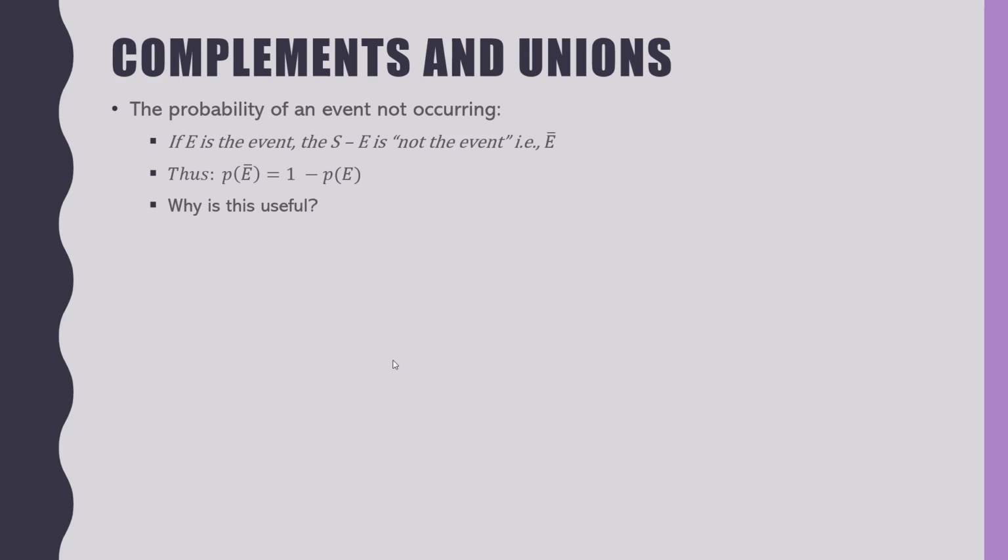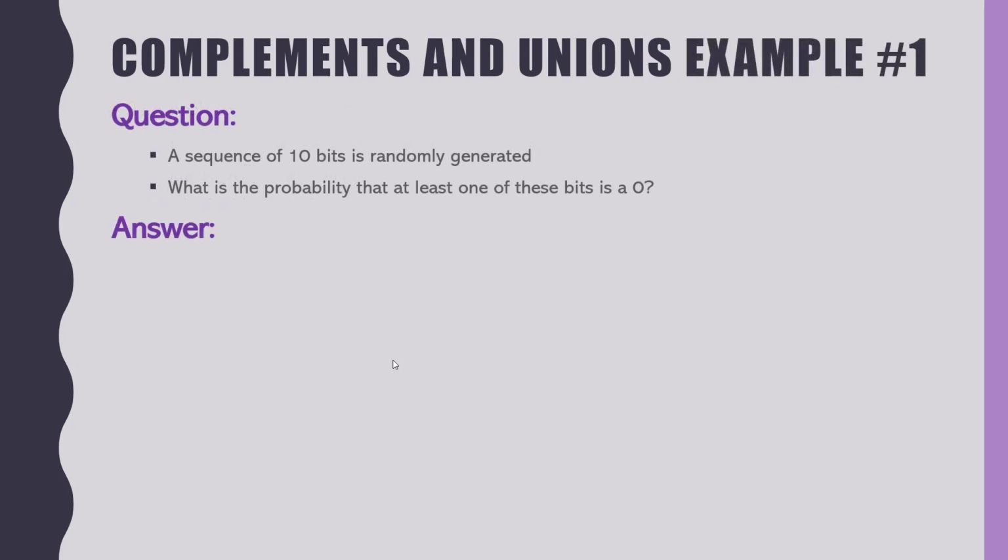So why can this be useful? Let's look at that. Well, what do you guys think? Here's one scenario, okay? Let's take a sequence of 10 bits that's randomly generated, right? So 0, 1, 1, 0, 1, 1, 10 things. What is the probability that at least one of those bits is a 0?